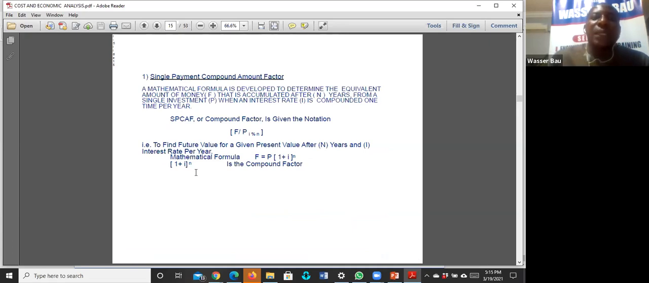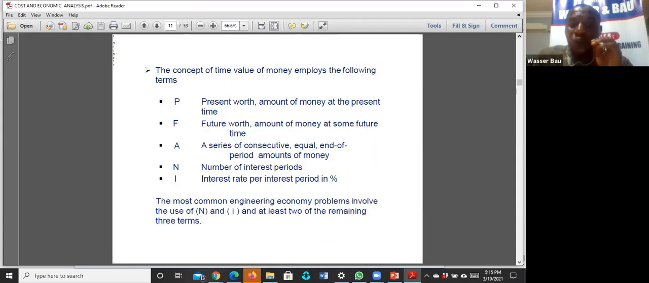Okay. Now, to make the simplifications simple for us, there's what we call the interest table. So we're going to shortly go into the interest table now. Those interest tables are simply, remember what I said here, that for you to solve any economic problem, out of these five variables, three will be given to you.